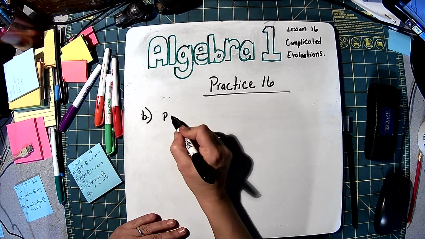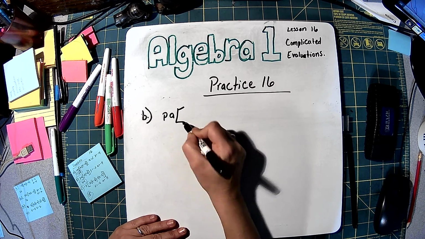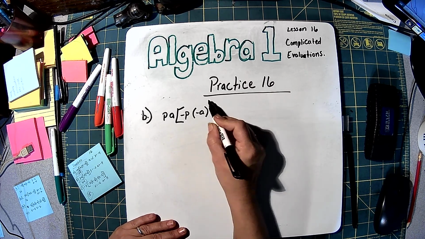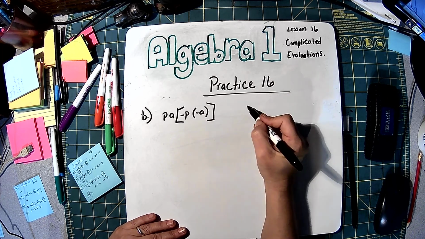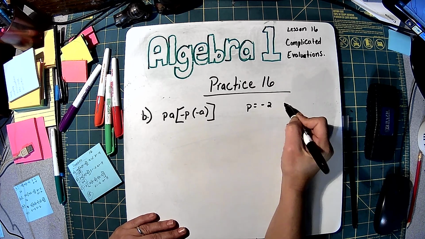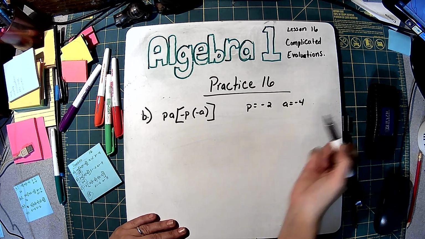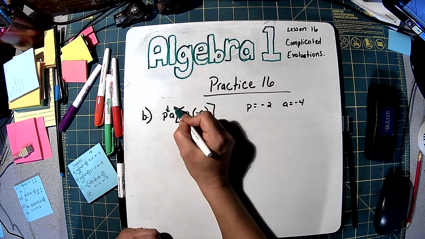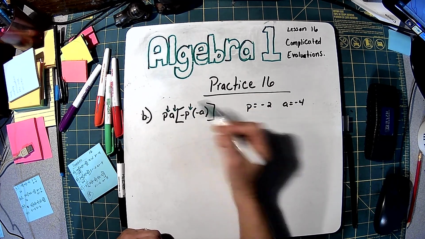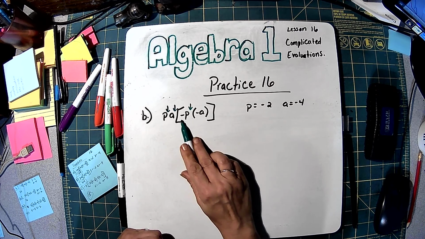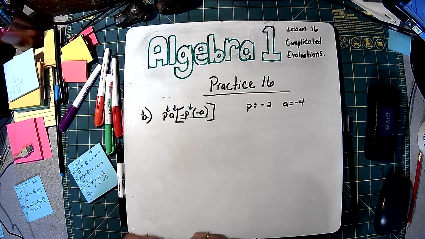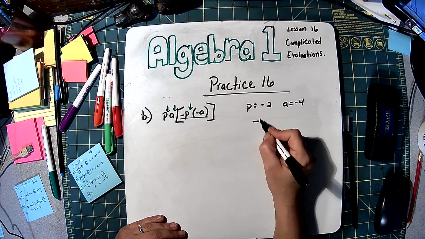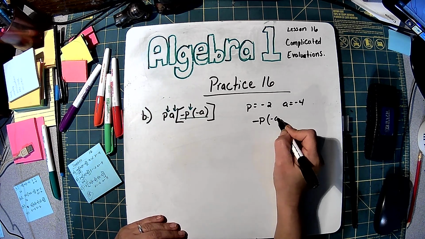B is P, A, and then we got a bracket, negative P times negative A, and then we got our bracket. P equals negative 2, A equals negative 4. Alright, so I'm going to be multiplying here and here and here. The first thing I'm going to need to do is this multiplication in the very inside of that bracket. So that would be negative P times negative A.